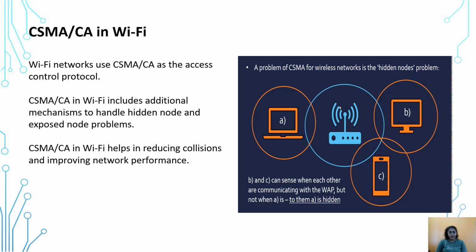CSMA-CA in Wi-Fi. Wi-Fi networks use CSMA-CA as the access control protocol. CSMA-CA in Wi-Fi includes additional mechanisms to handle hidden node and exposed node problems. It helps in reducing collisions and improving network performance. So, when we use CSMA-CA in Wi-Fi instead of CSMA or CSMA-CD, it helps us to improve the network performance.